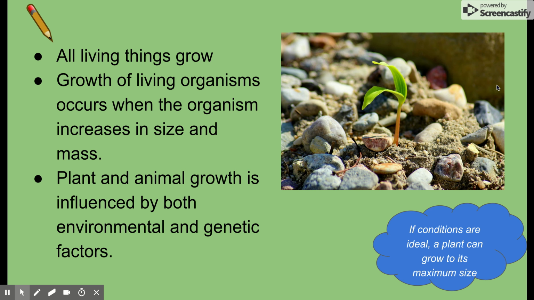Plants and animals, both of them have their growth affected or influenced by environmental and genetic factors. So in the next slide, we're going to describe environmental and genetic factors. But right now, what we can say is that if conditions are ideal, so if the environment is ideal, a plant can grow to its maximum size being determined by its genetics.